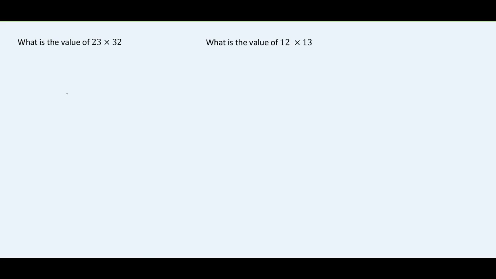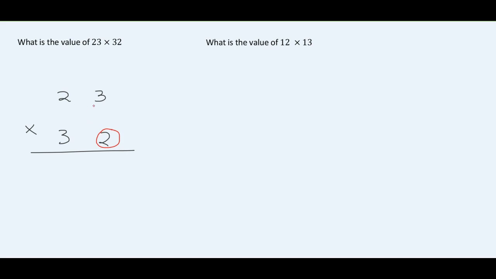So the first thing we're going to do is multiply 23 by 32. So let's arrange them vertically: 23 and then 32, and we multiply. The first thing we're looking at is starting from the right hand side, but then we also start from the number on the bottom row. We start from the right hand side as well.